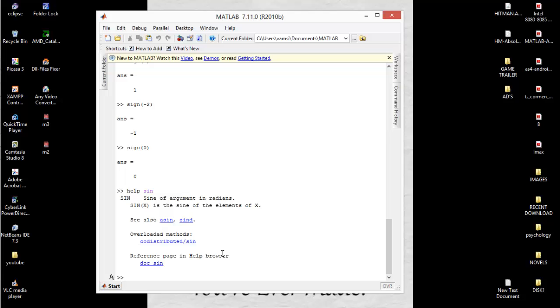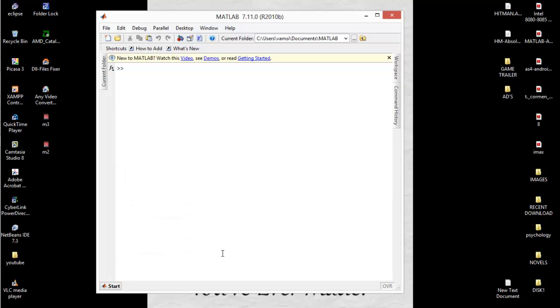And one more thing about MATLAB is that it's case sensitive. Suppose I press 2 into 3, it is 6. Now if I want to clear the screen and I type CLC in capitals, it's not done because it's case sensitive, so be careful with that.